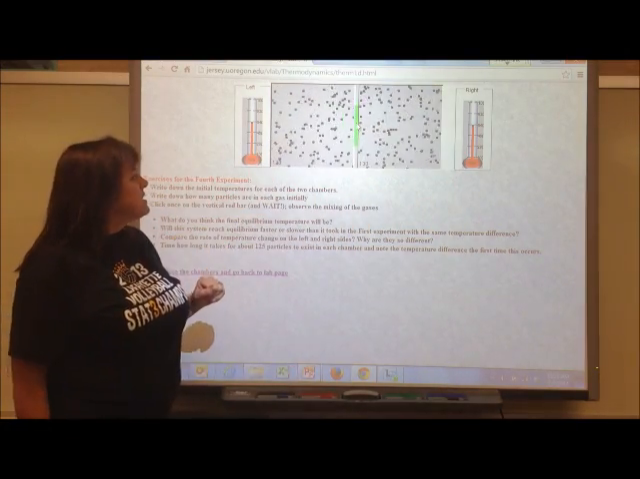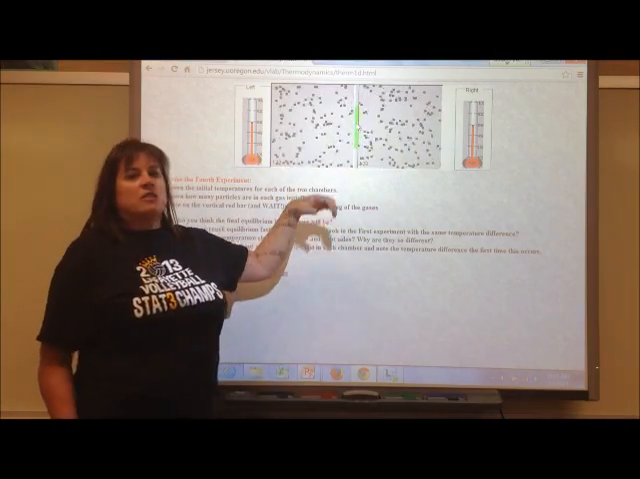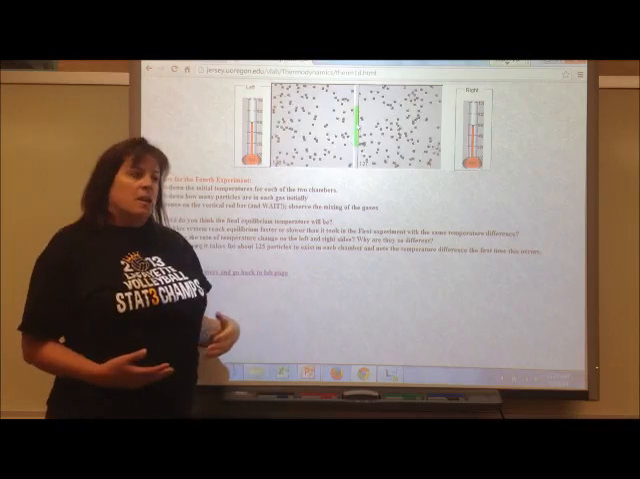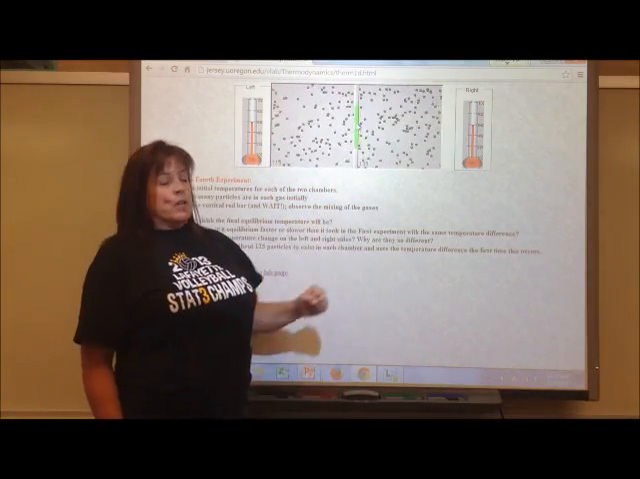This should be getting to 630 shortly. So that didn't take quite as long, right? More particles here, less particles here. So the mixing of the particles caused it to reach thermal equilibrium much quicker.